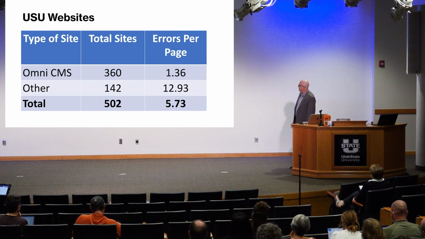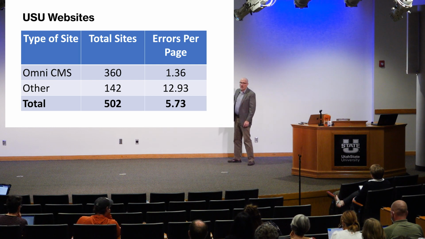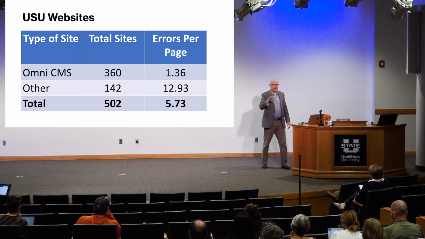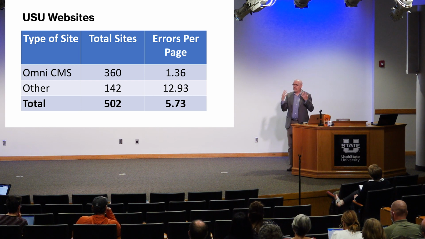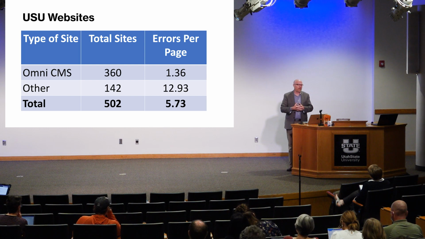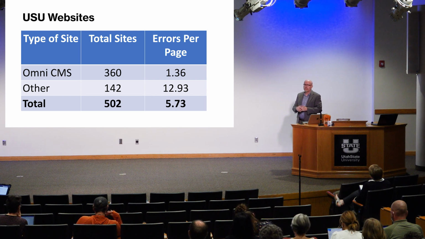One thing to note is this number right here on errors per page. A lot of work has been put in by Ben and the UMAC team and then Julie and the IT web team to make sure the basic Omni CMS templates are accessible, and you can really see that here. Across those sites, it's just 1.36 errors per page. Non-Omni sites, almost 13 errors per page. So those are a lot of our more problematic sites where we're really going to need to put in some effort.